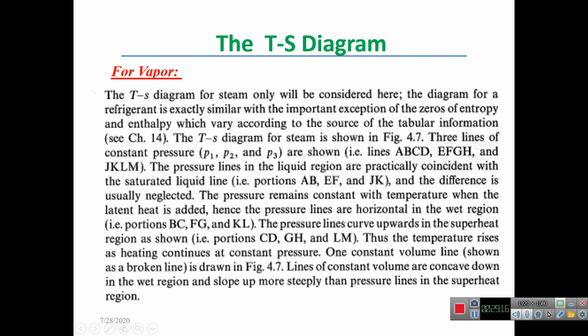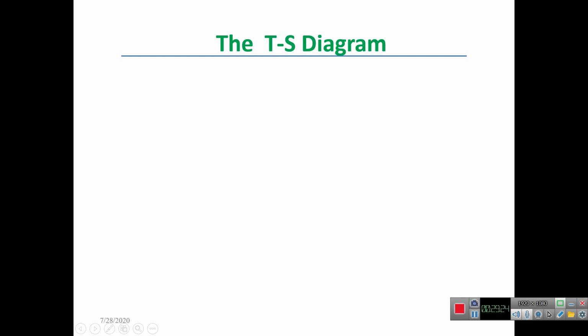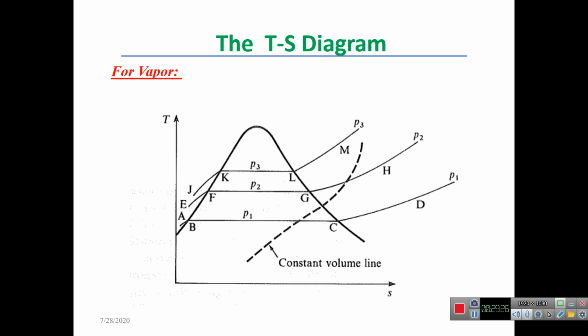Now, the pressure remains constant with temperature when the latent heat is added. Now, in this region here, when we start heating, say from state A to state B, the temperature starts to increase. As you can see, it is a slight increment from point A to point B, and here from point E to point F, and here from point J to point K.